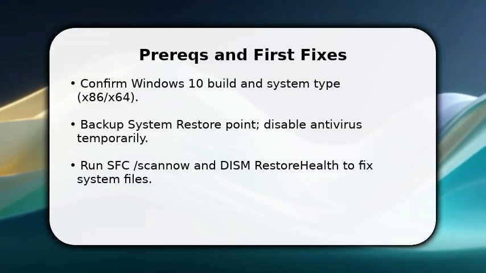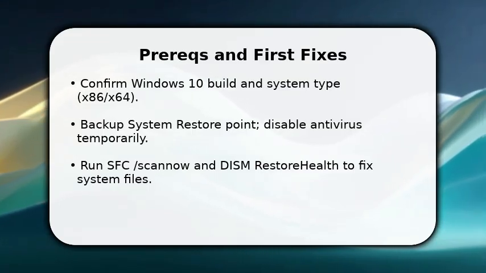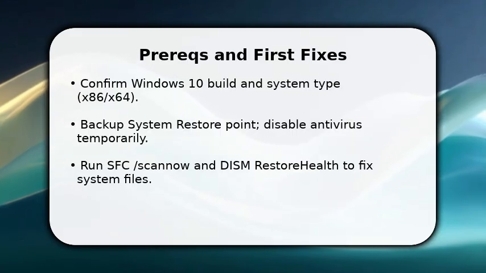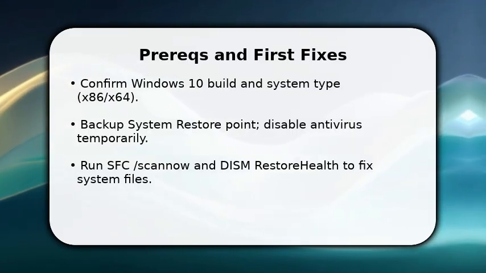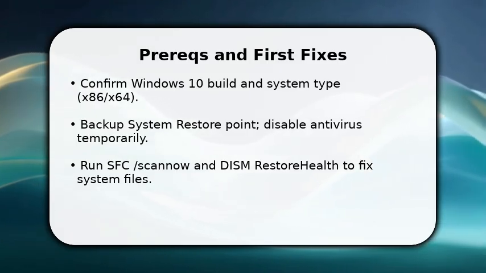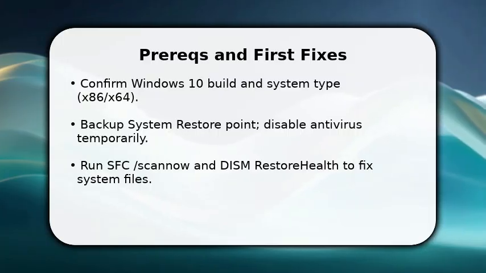You start by verifying Windows 10 build and whether you run 32 or 64-bit, because DirectX components must match system architecture. Once done, create a system restore point and temporarily disable third-party antivirus to avoid blocked installers.